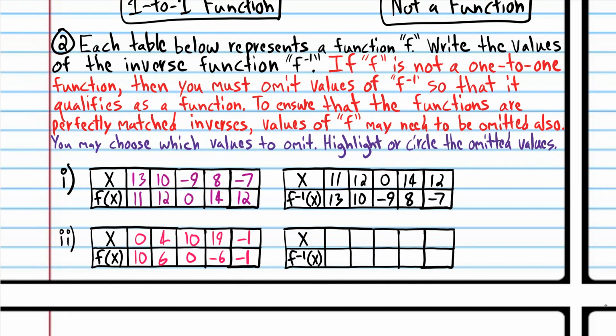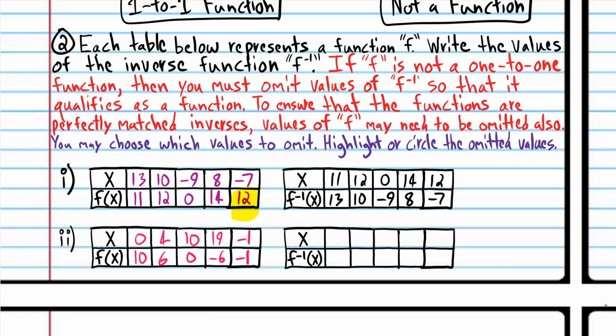So we need to determine if this function is 1-to-1. Now I want you to be aware that we're assuming that this is a function, so we don't need to worry about whether or not it is a function, because they call it f, and they say that the table represents a function. We just need to determine if it's 1-to-1. Because if it's not 1-to-1, then the inverse function is not going to qualify unless we restrict its values.